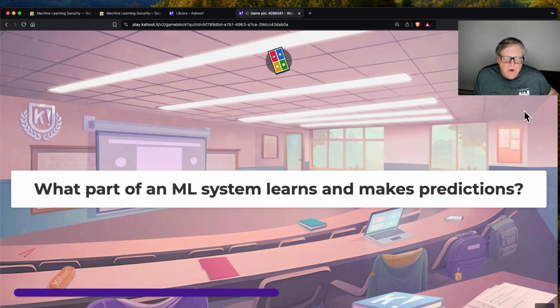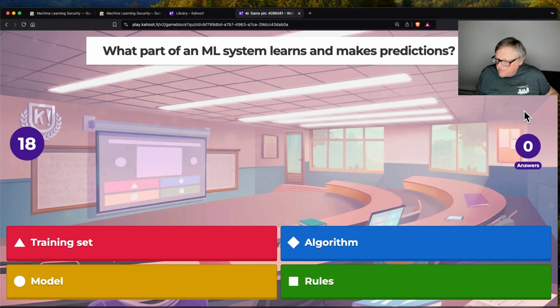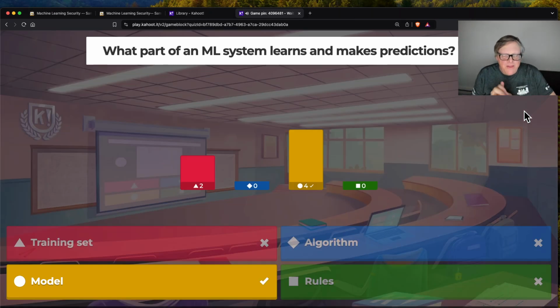All right, so what part of the system learns and makes predictions? That's called the model. The training set is just the input data. The model is what processes inputs and makes predictions.